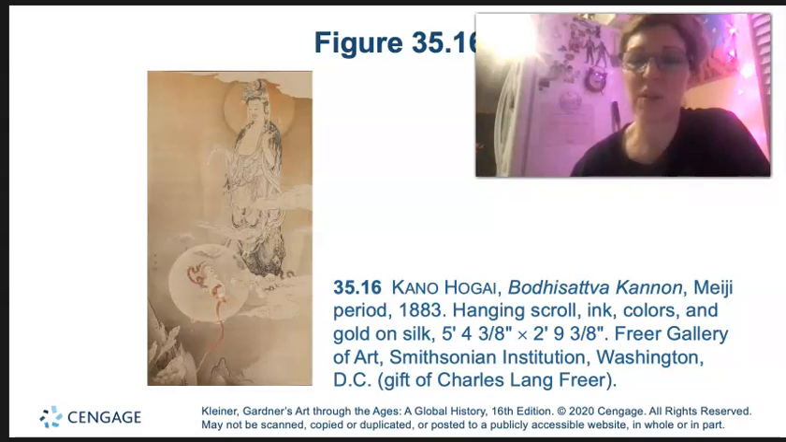The name of the genre in which Western techniques such as chiaroscuro, perspective, and bright hues are used in Japanese-style paintings is Nihonga. So this is Nihonga.